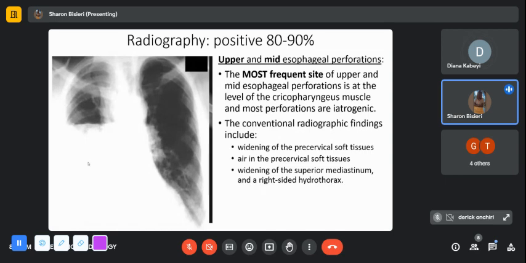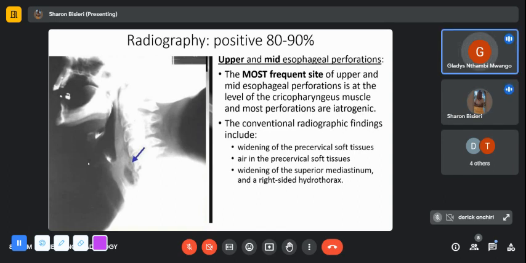So these right-sided hydrothoraces are commonly seen when it's the upper and the mid esophagus, because we said as you move from the superior to the inferior aspect of the esophagus, initially it's just anterior to the vertebra, then lower within the thorax, it veers to the left before passing through the diaphragm. So when the injury affects the upper and the mid portion, you expect to have hydrothoraces on the right side.